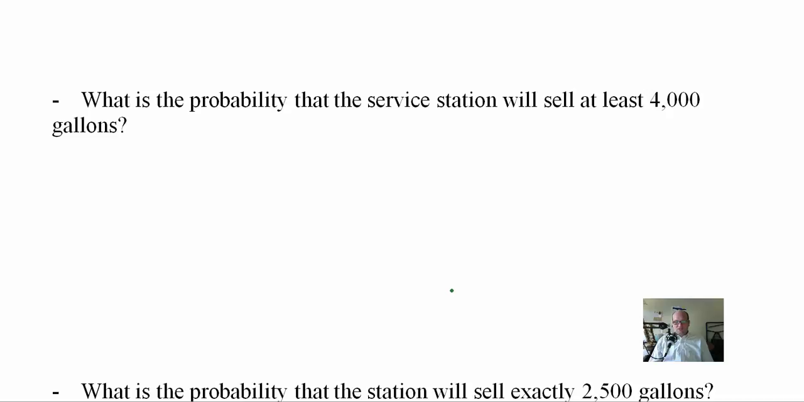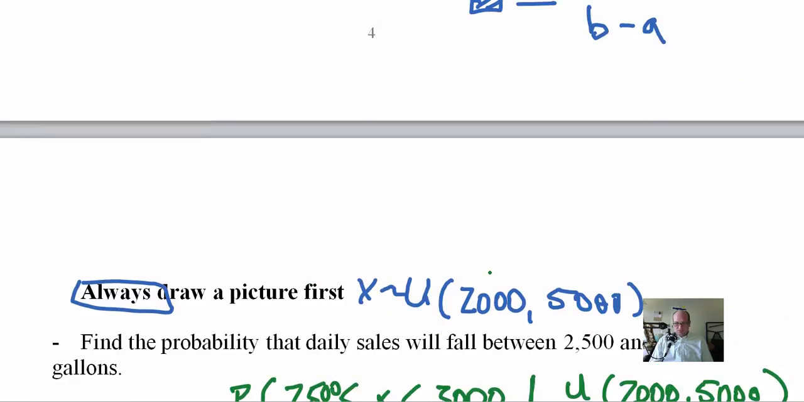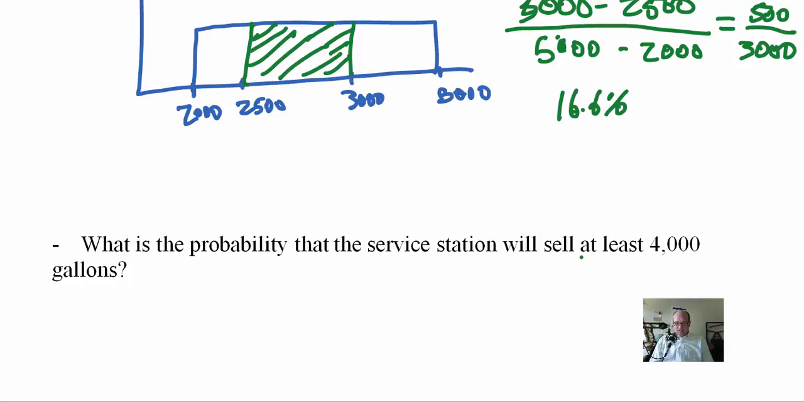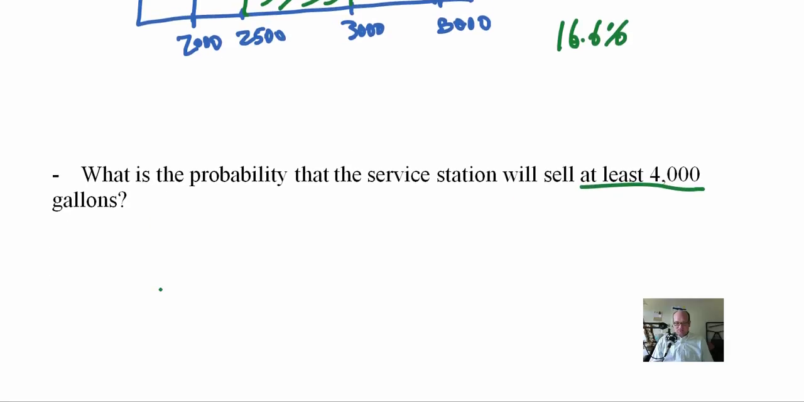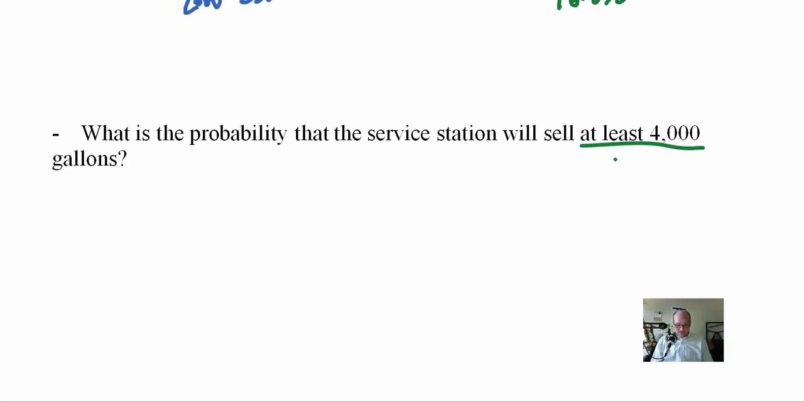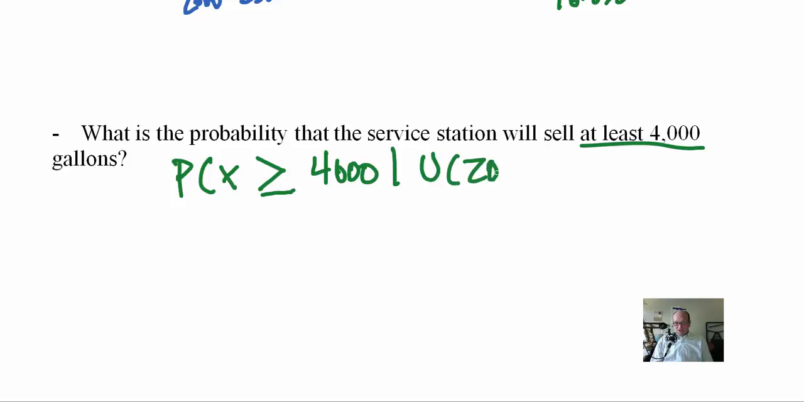What's the probability that a service station will sell at least 4,000 gallons? What does at least 4,000 gallons mean? This is sometimes the hardest part. Which way does the alligator go? Probability that X is at least 4,000. What do I put here, this way or this way? At least means greater than or equal to. It could equal 4,000, right? Given I have a uniform distribution between 2,000 and 5,000.